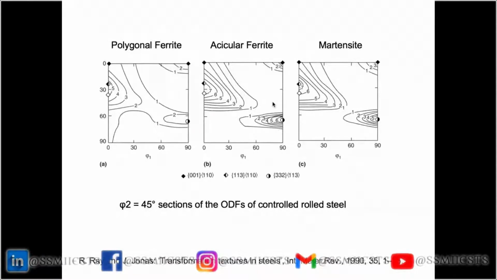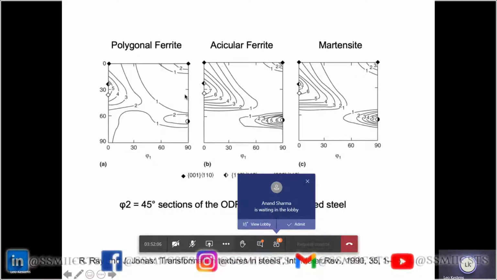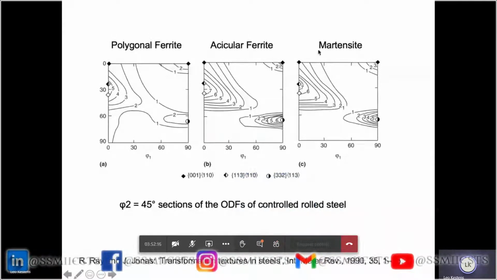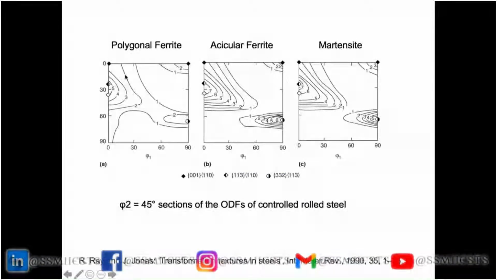And in fact, you can see that those three steels have quite similar textures. The difference between those three textures is not very explicit. There are some differences in strength, but basically they have more or less the same components. Nevertheless, the phases are very different. So this is polygonal ferrite, it's generated by a diffusional mechanism. This is acicular ferrite, and this is martensite.